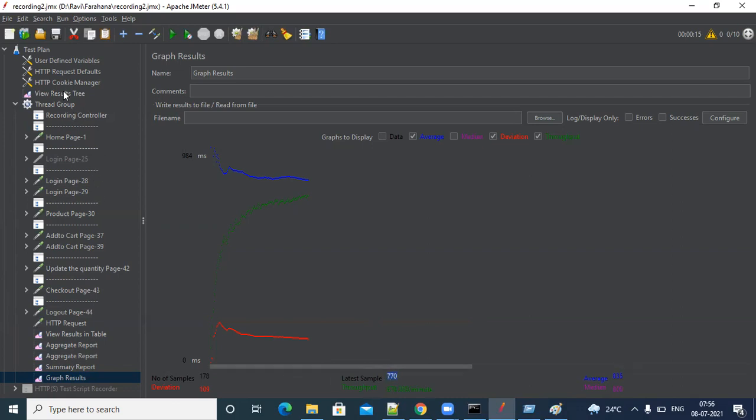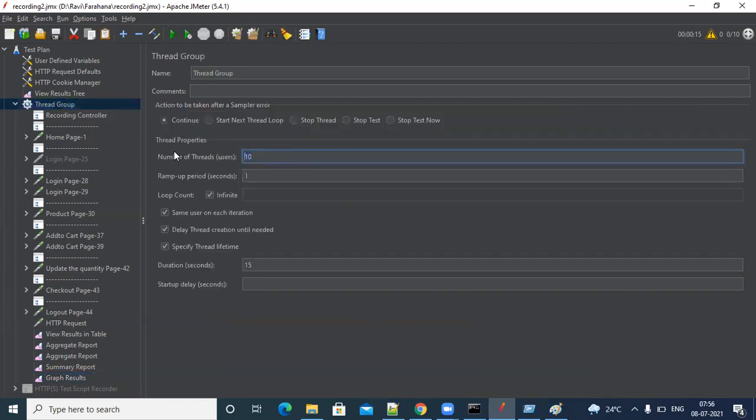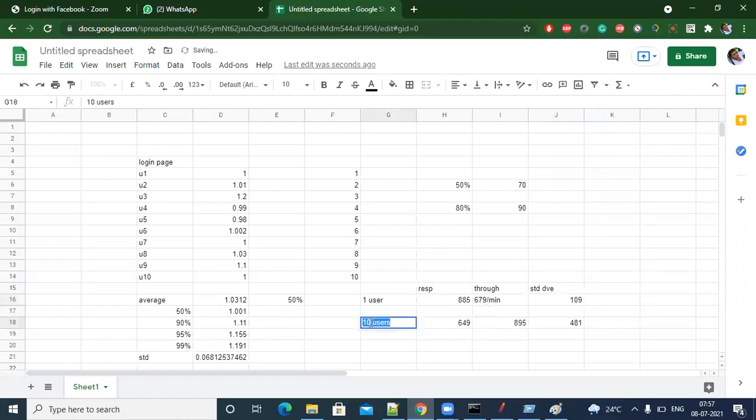Okay. Now if I run with 50, what should I expect for 50 users? I'll expect the same response time, and the throughput should be 5 times that of the 10 user test, so around 3,500 to 4,000 requests per minute. And our deviation should be a little bit above that value. When you don't get this pattern, you can clearly say that your application is not able to handle this much load.